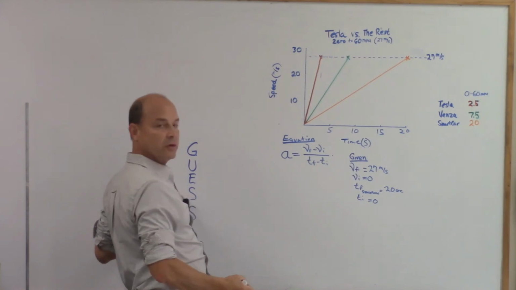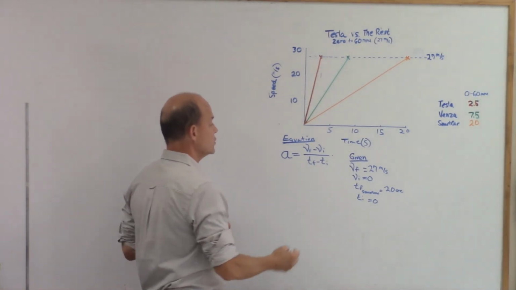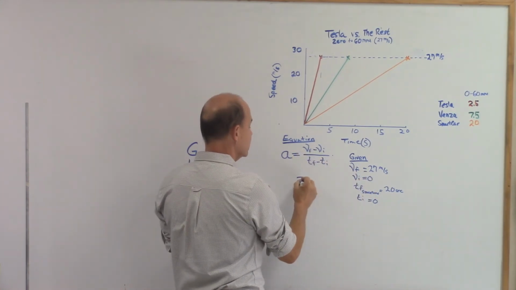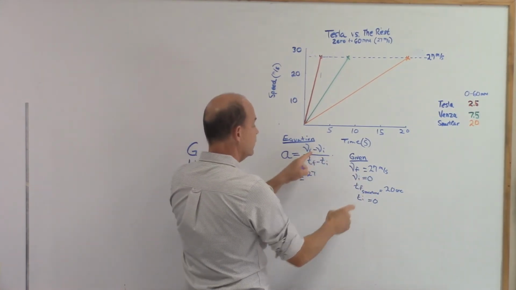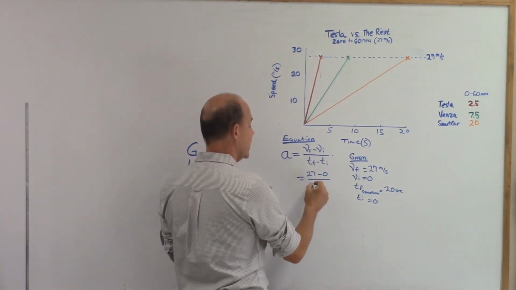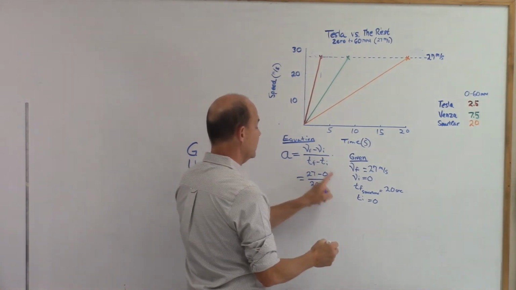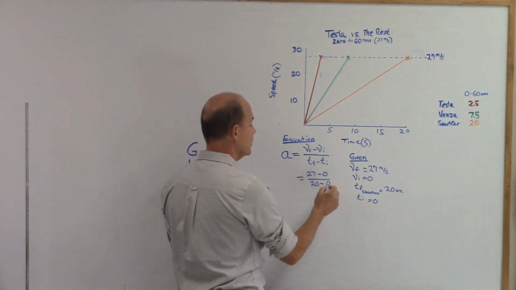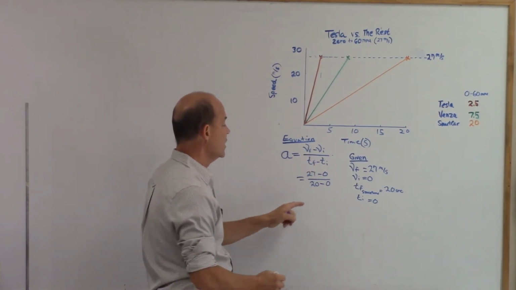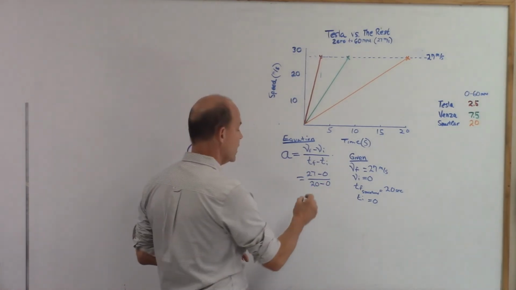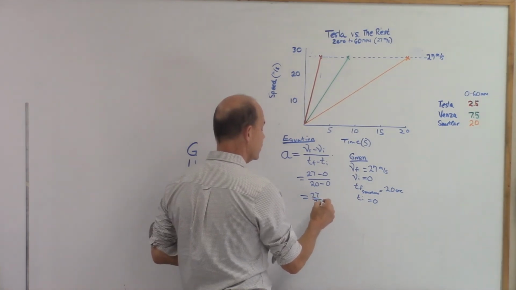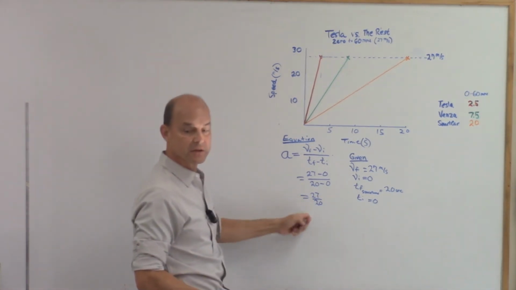And then all we do is substitute and solve. So we substitute the value for VF here, this is 27. The value for VI, which is 0. The value for the final time, which is 20 seconds. And the value for the initial time is 0. Now notice there was a minus sign here, so it's 27 minus 0, minus sign is here, 20 minus 0. Now these are zeros, so we can just ignore those, right? So really acceleration is just 27 over 20, the change in speed over the change in time.